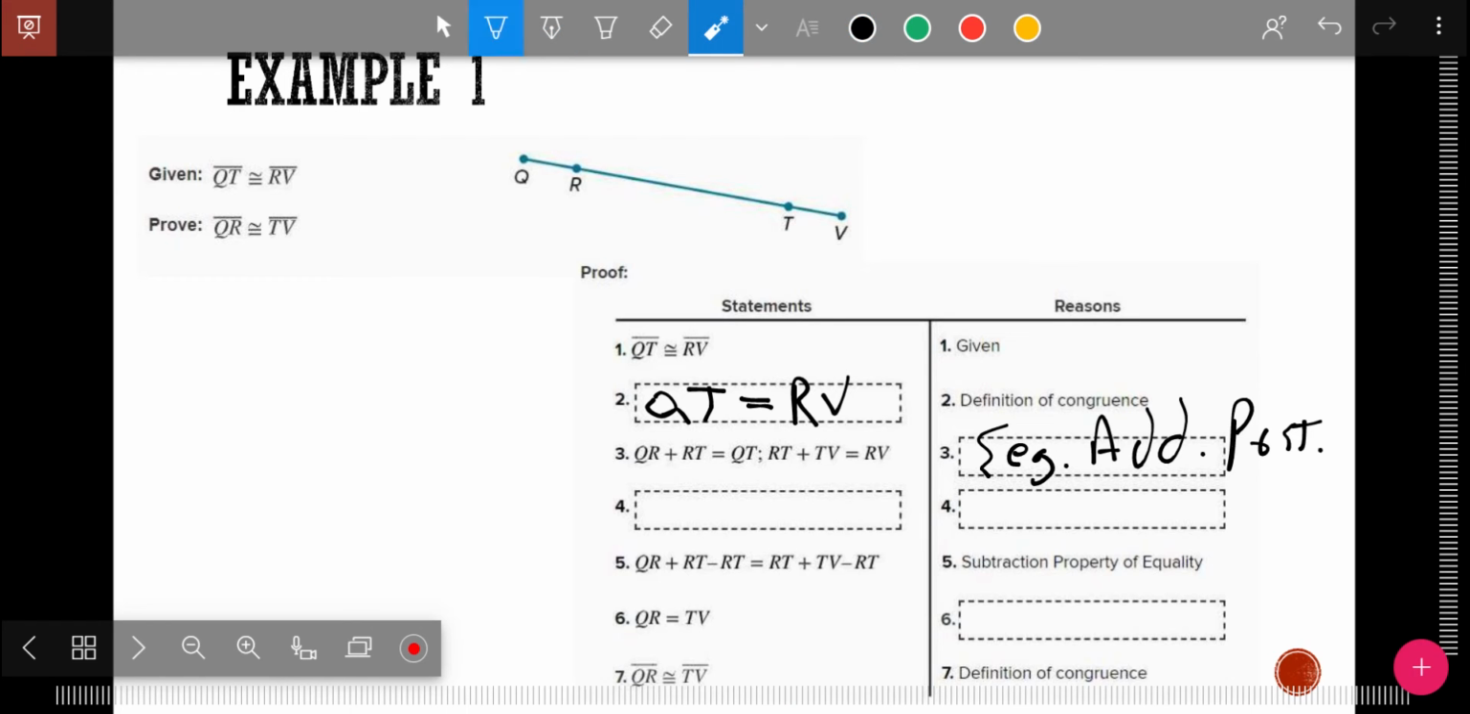Now, they know right here that QR plus RT equals QT, so they can plug it in. And that RT plus TV equals RV, so they can plug it in. And so there, instead of QT equals RV, I'm going to have QR plus RT equals RT plus TV. And plugging in is called substitution.